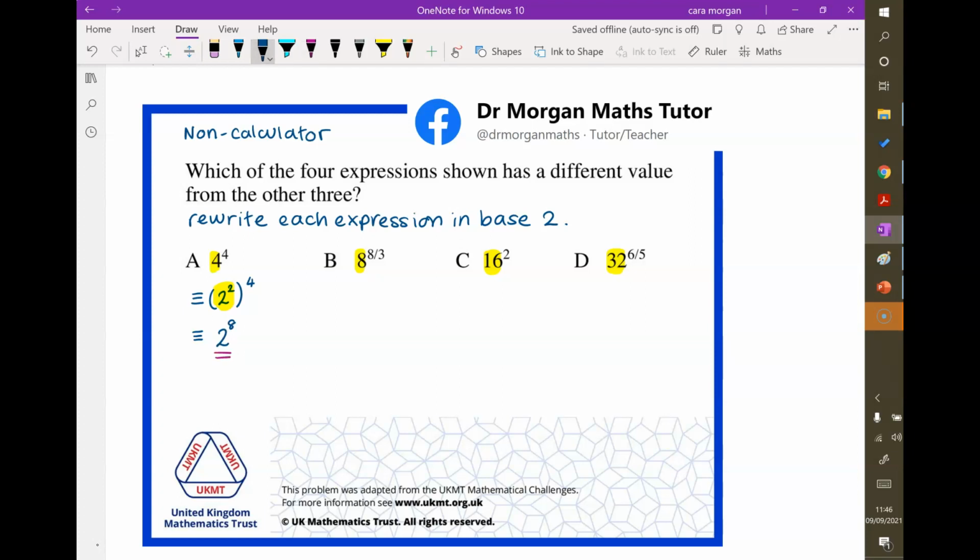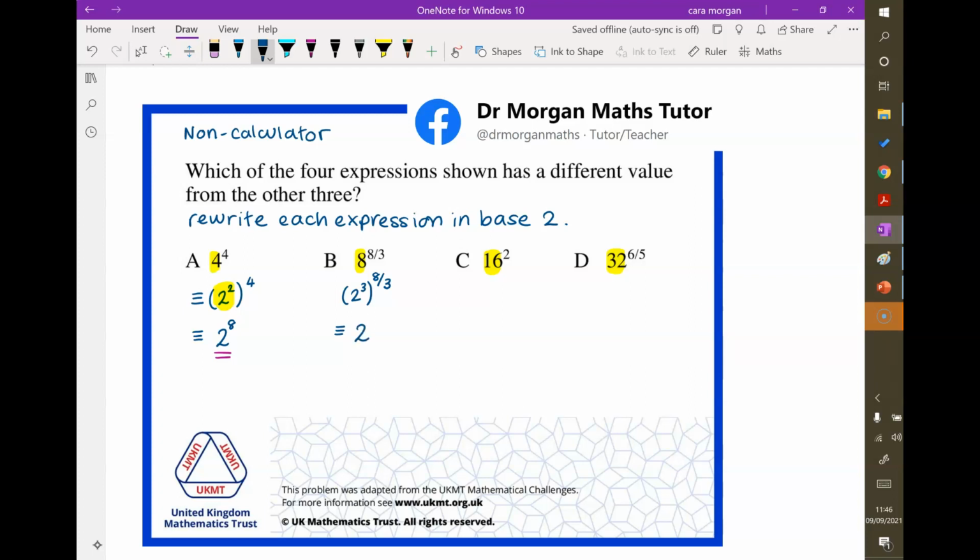Moving on to B. Now I know that 8 is 2 cubed, so I'm going to rewrite this as 2 cubed to the power of 8 thirds. And there's a couple of things that I can do here. I can either multiply out the powers, or I can start to think, what does the power of 8 thirds actually mean? Well, the power of 8 thirds actually means that I need to cube root 2 cubed and then raise it to the power of 8. But if you're not so sure about that, of course, I can still just multiply out those powers.